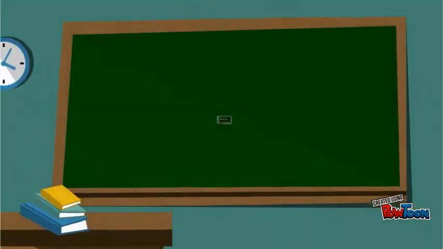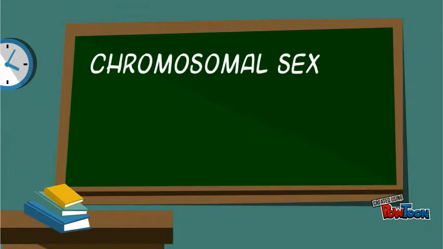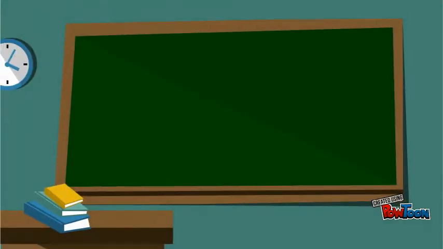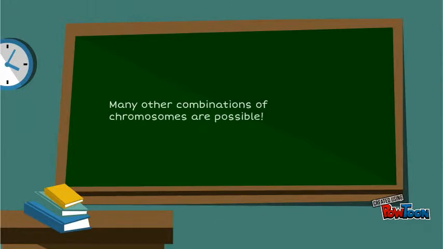what your sex is. The first one of these is what we call your chromosomal sex. Your chromosomal sex refers to the combination of sex chromosomes that you inherited from your parents when you were conceived. Most people either get two X chromosomes, which makes them chromosomally female, or they have one X chromosome and one Y chromosome, and that makes them chromosomally male. But there are many other possible combinations that people have.